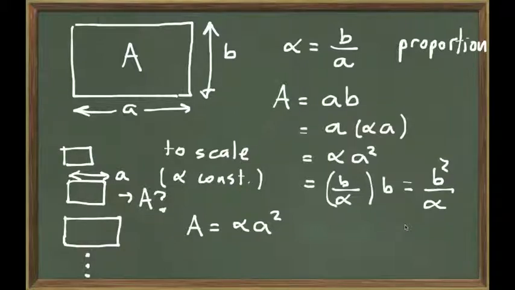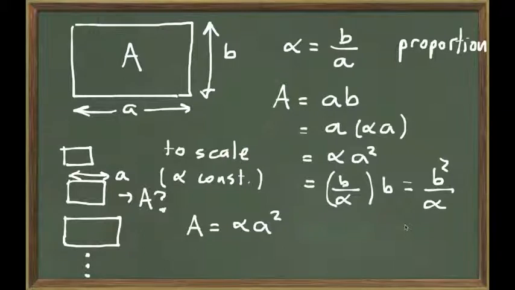So I can have either the area in terms of a squared, or I can write the area in terms of b squared. The important thing is that in both cases, any linear dimension that I choose to calculate the area is going to show up as the square.